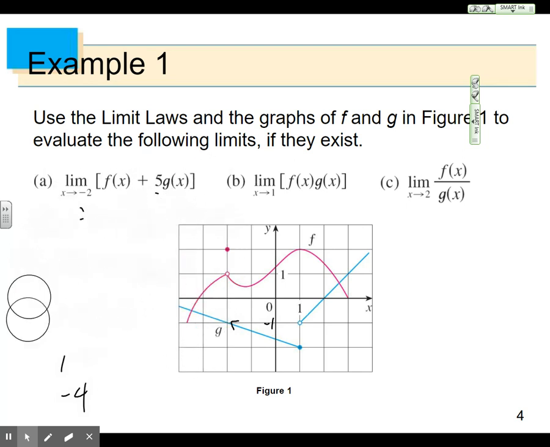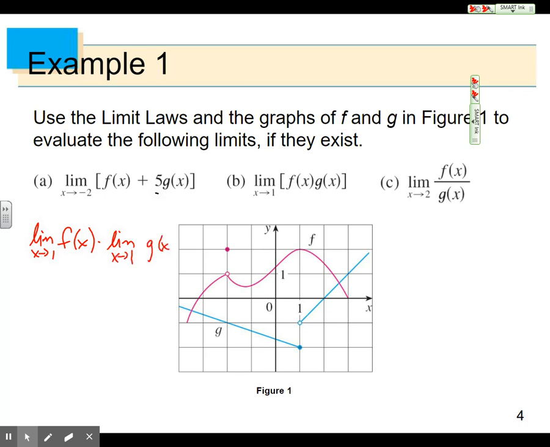Let's work b together. I don't have much room on here, so I'm just going to work b over here on the side. Again, the limit of the products is going to be the product of the limits. So I'm going to be able to split apart that f times g of x and take the limit of each individual one, and we're doing the limit as x approaches 1. So I can do the limit as x approaches 1 on my f of x function. I'm coming in good right there at the function value of 2, times the limit as x approaches 1 of g of x.